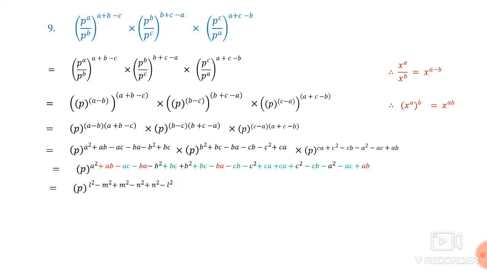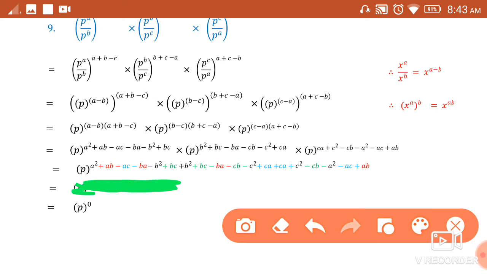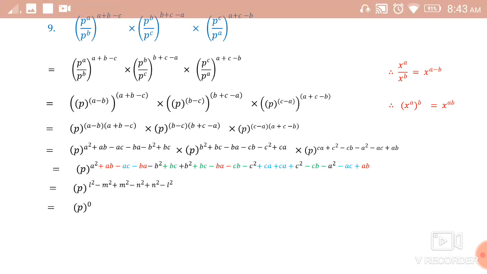okay, not this step, we are left with only p exponent 0. And we know that whenever we have 0 exponent, the answer is equals to 1. We are left with only p exponent 0, and we know that whenever we have 0 exponent, the answer is equals to 1.